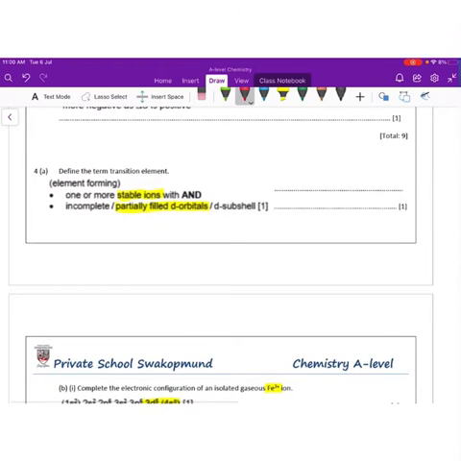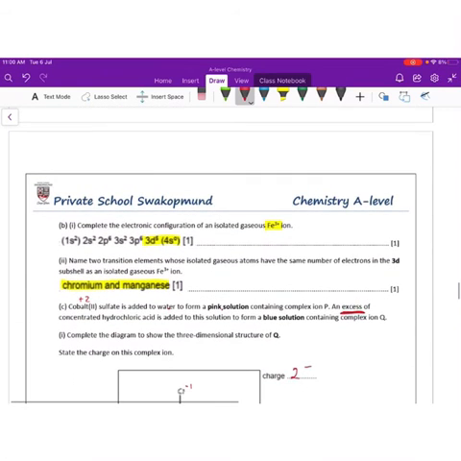Define transition element: one or more stable ions with partially filled d orbitals. Really important in B that you know the theory for that. I'm happy you guys got the electronic configurations. You also got the 2 transition elements. Just be careful, I was perhaps a bit lenient. They ask for elements, not ions. So it's chromium and manganese. If you don't use the symbols, and they say name, that means you have to write out the 2 names of the elements, not the ions, not the symbols. Please do that.